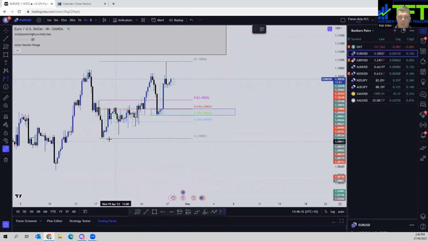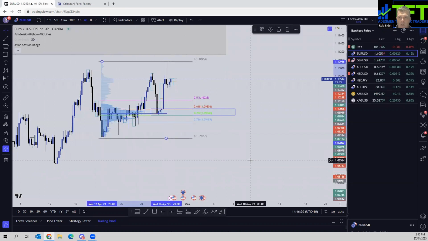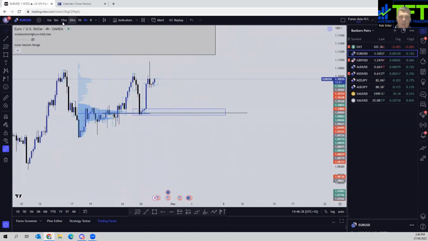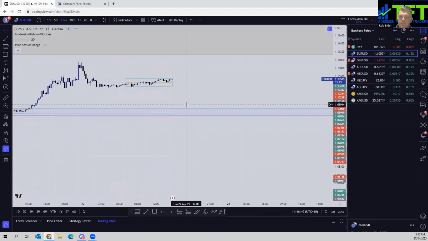Other thing we can do in here is a volume profile of this range and see where a large amount of the trading has been, and we can see it is directly through this area here. So that could be another area that we could be looking to go long from as well. Basically that's what we're looking for at the moment, a place to go long on Euro.